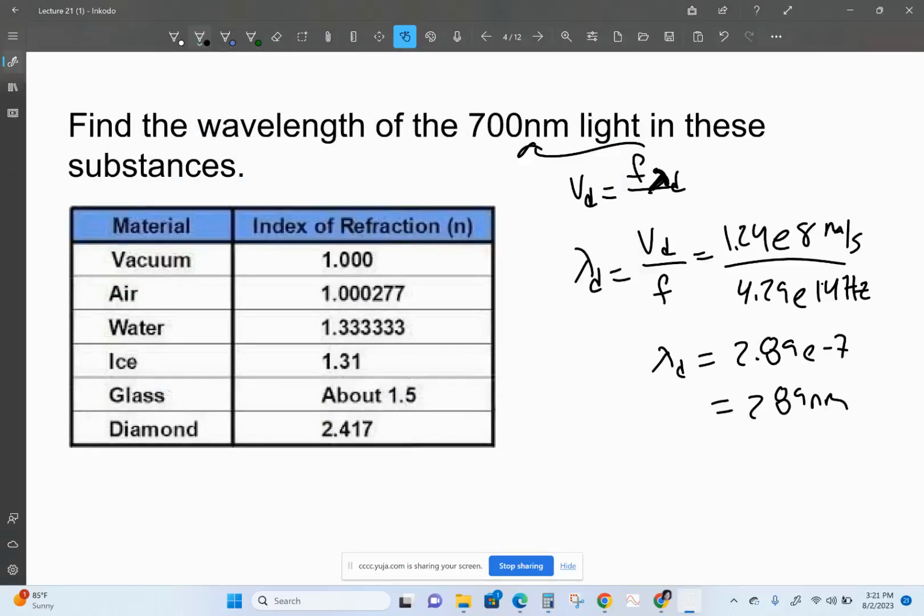So remember that I said when it goes into a more optically dense medium, which is something that has a high n, the wavelength is going to decrease, but the frequency stays the same. So it's still red light.